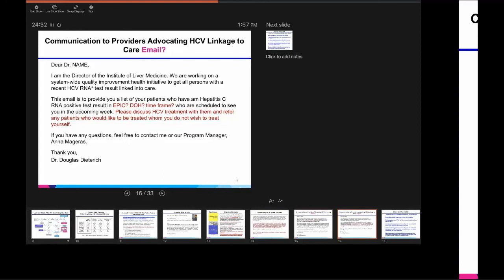So the idea is, even if they're going to orthopedics at West, and their last Hep C RNA was positive, then we would be in touch with the doctor and say, listen, if you don't want to treat this, your orthopods, please send them to us, so we can fix this.